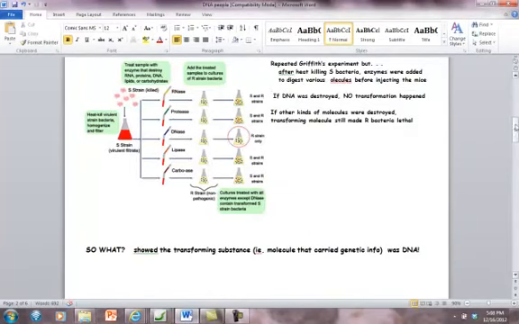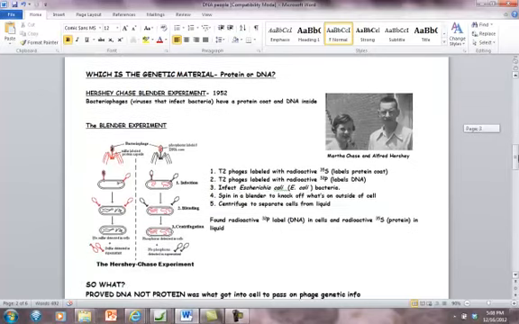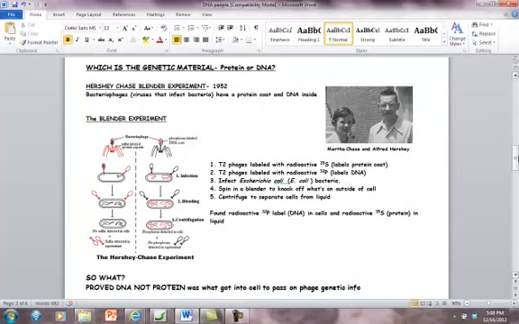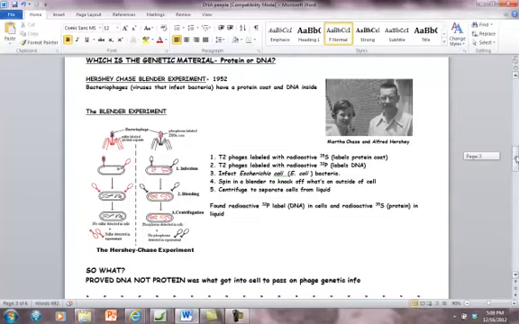Let's go back to our handout. And remember now, this experiment was looking at viruses that infect bacteria. And by labeling the proteins and the DNA separately with radioactivity, they could tell which molecule was getting into the cell, which one was staying on the outside, and showed that the DNA getting into the cell was the molecule that was carrying the genetic code. One of the first experiments to show that it was DNA, not protein, that was passing on that information.